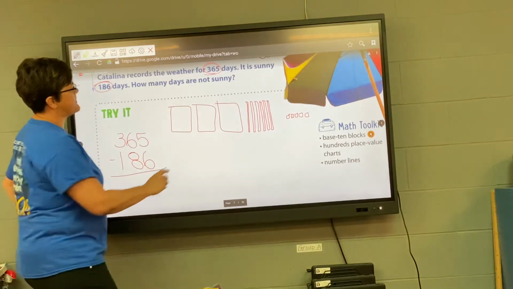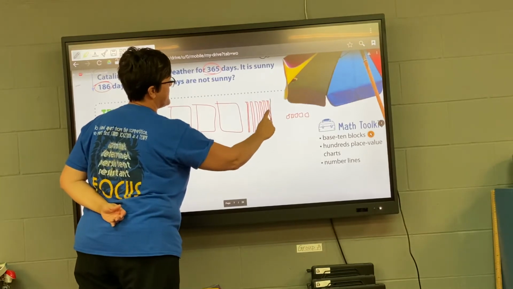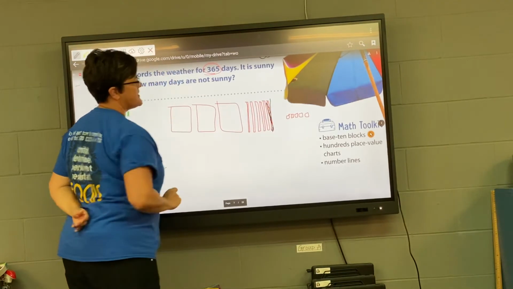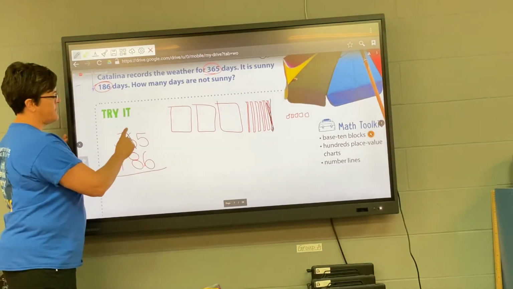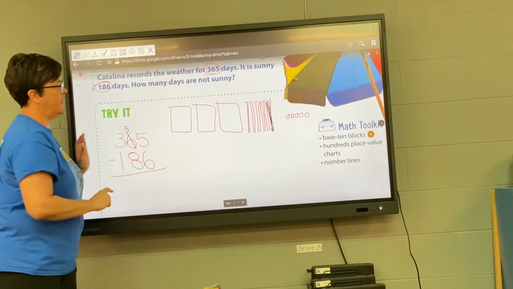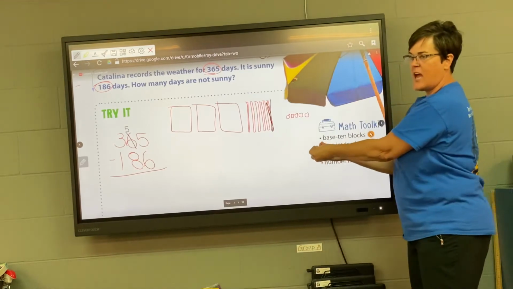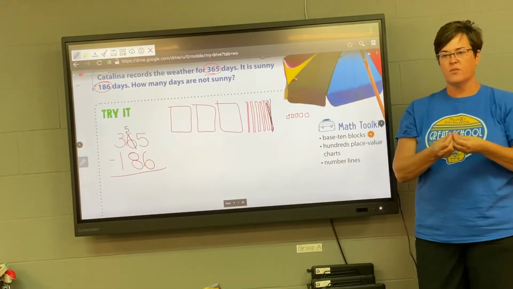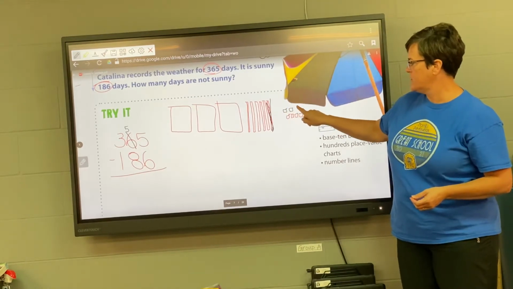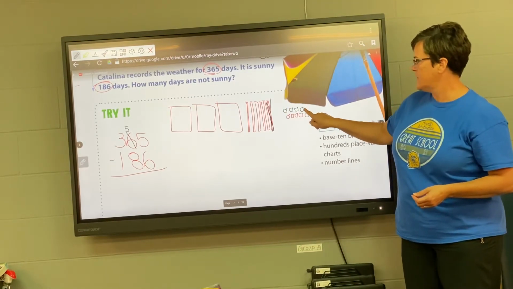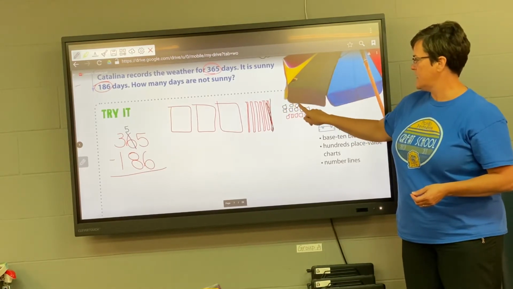I'm gonna go ask my neighbor for some help. I'm gonna say, can I have one of those tens from you? Yes. They'll say yes, and then that leaves them with how many tens? 5. Okay, so now this ten, I need to break it apart. How many ones will it break apart into? 10. 1, 2, 3, 4, 5, 6, 7, 8, 9, 10.